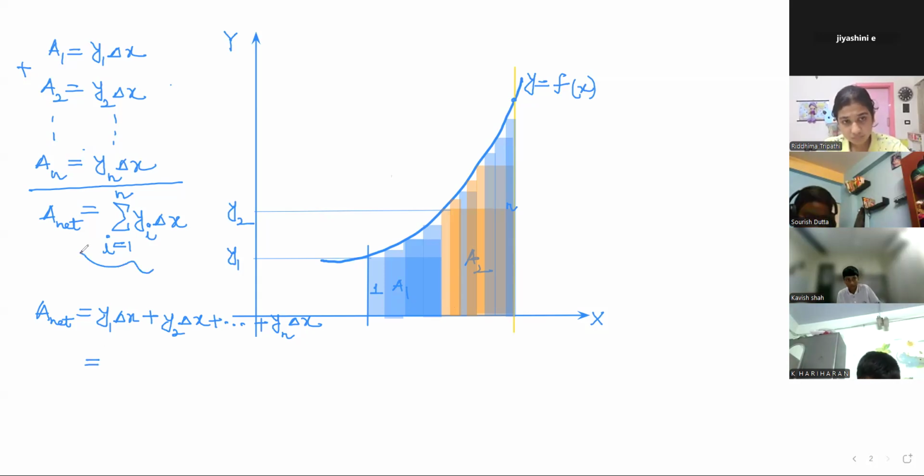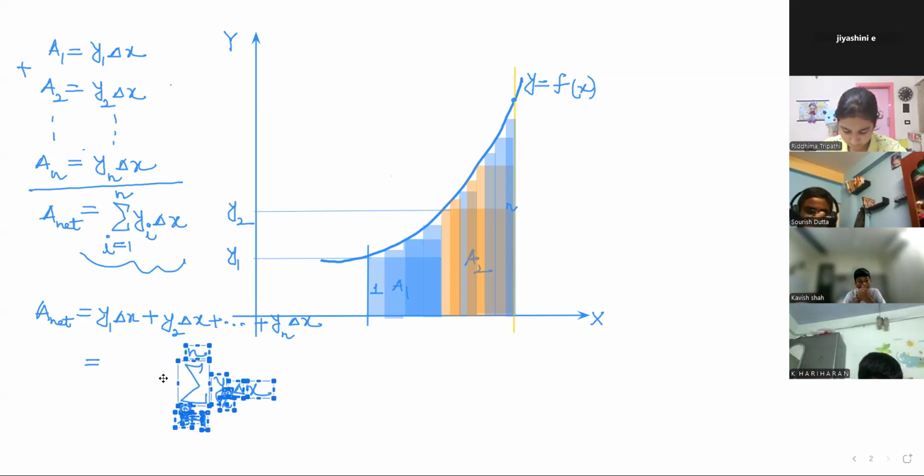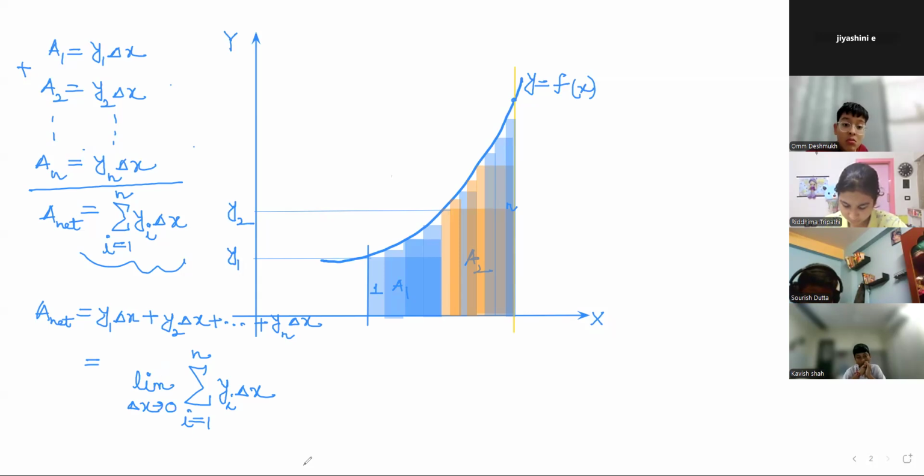Now, I am taking that original one, right? So this is sigma yi delta x, i equal to 1 to n. One more thing I should mention here, it will give it a more precise meaning. I write limit delta x tends to 0, because we are reducing that delta x. We kept on reducing the width of the rectangle to include the maximum area, to calculate the correct area and decrease the error.